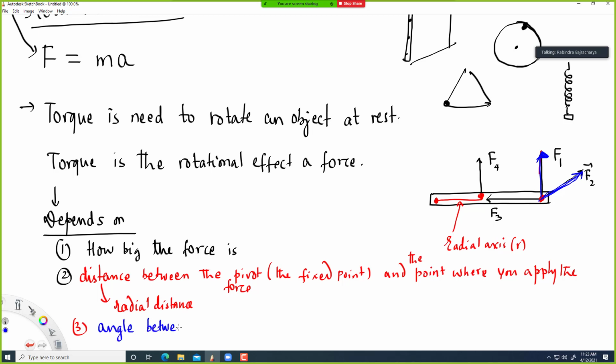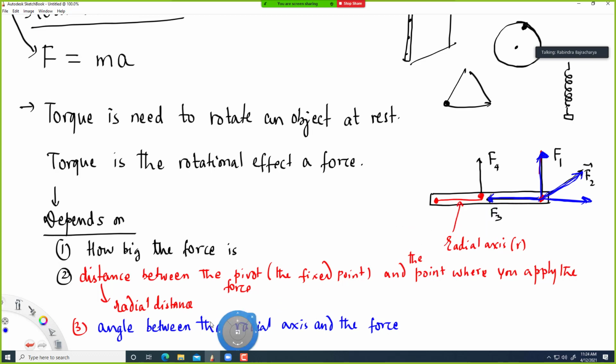between the radial axis and the force. Like if you apply force in this direction, either against the radial axis or in the same direction as the radial axis, that will produce zero torque. If I push this way, it will rotate, but if I pull it this way, then it won't rotate, right? So it depends on the angle, at what angle you apply the force. So those are the 3 things that affect the rotation.